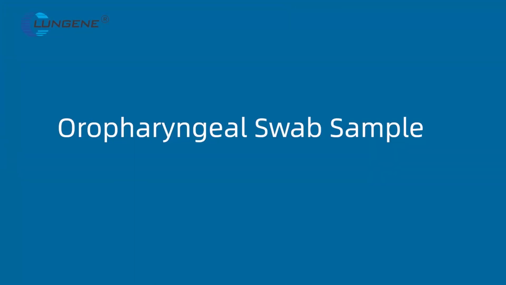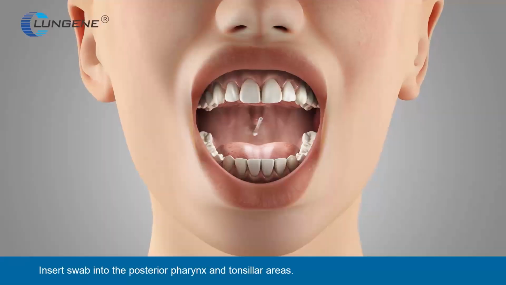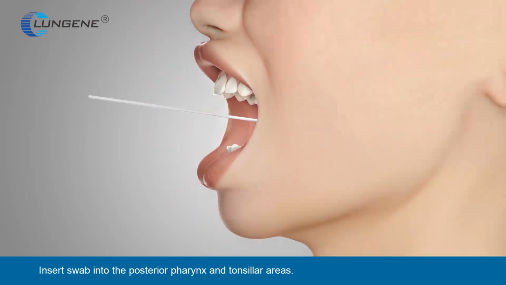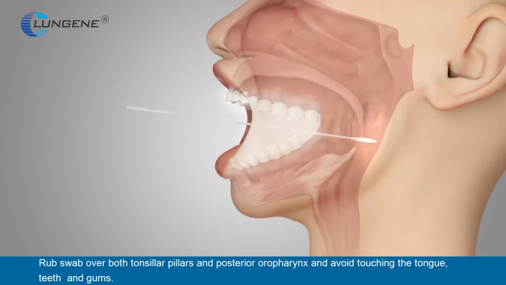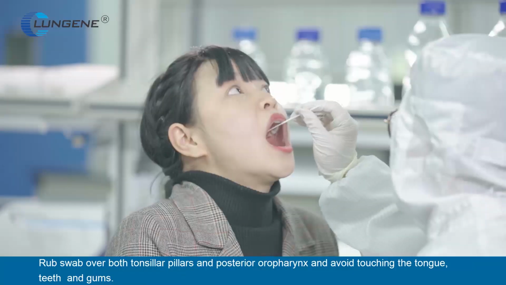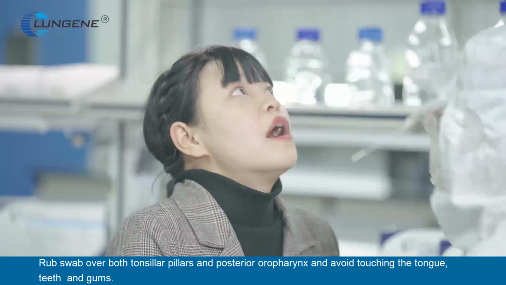Slowly remove swab while rotating it. Oropharyngeal swab sample. Insert swab into the posterior pharynx and tonsillar areas. Rub swab over both tonsillar pillars and posterior oropharynx and avoid touching the tongue, teeth, and gums.